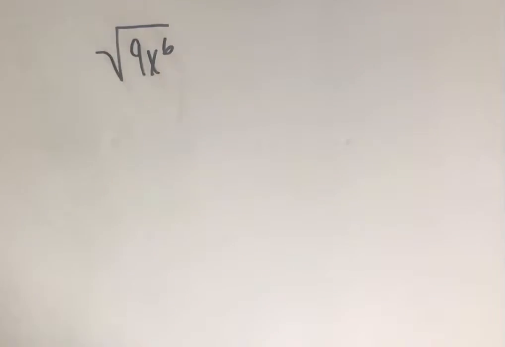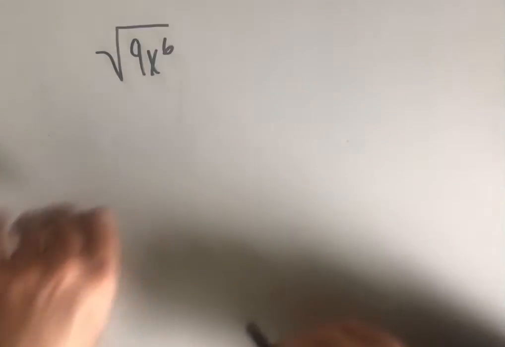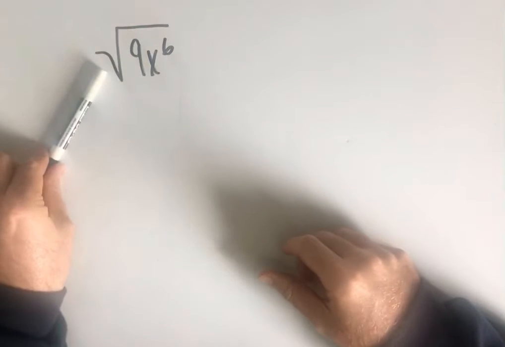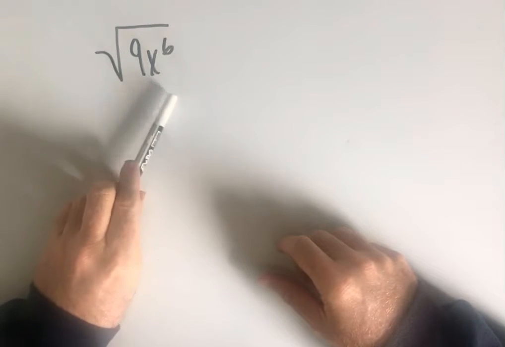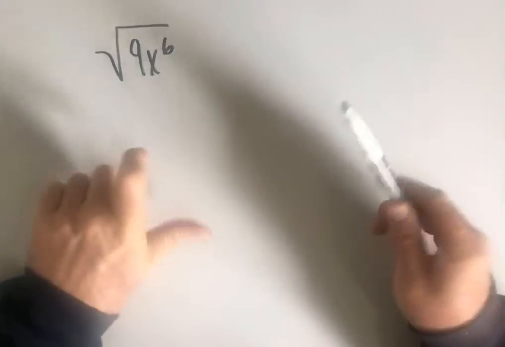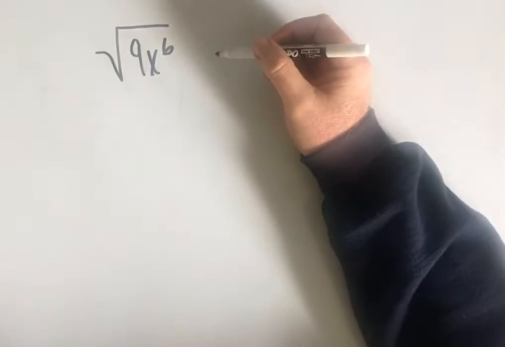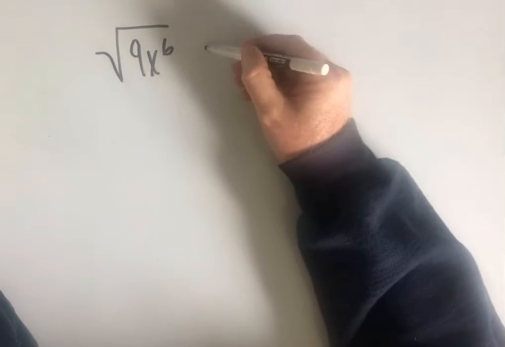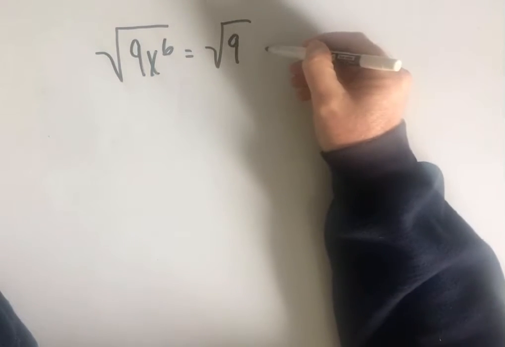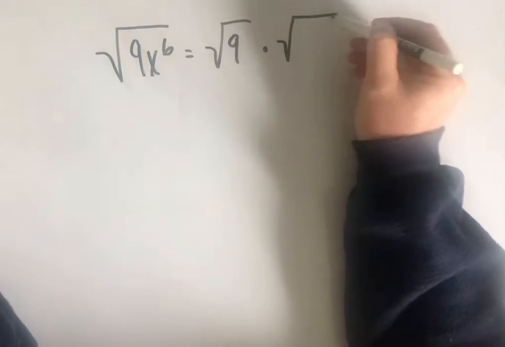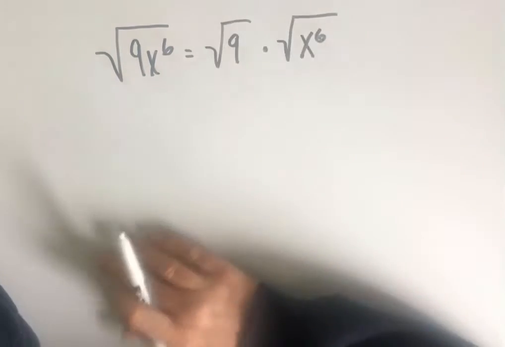Hey guys, today we're going to simplify expressions with variables. So I have a radical here. This is the square root of 9x to the 6th power. There are a couple ways you could go about this. I would break it up into two pieces: the square root of 9 times the square root of x to the 6th.